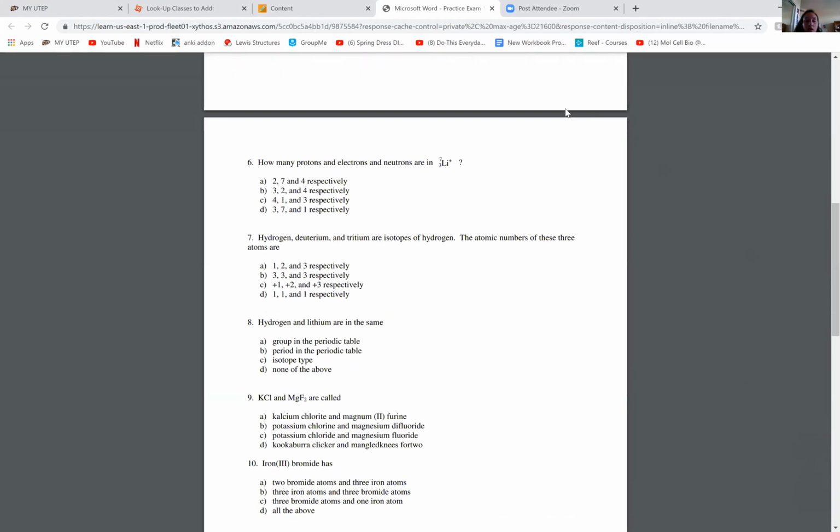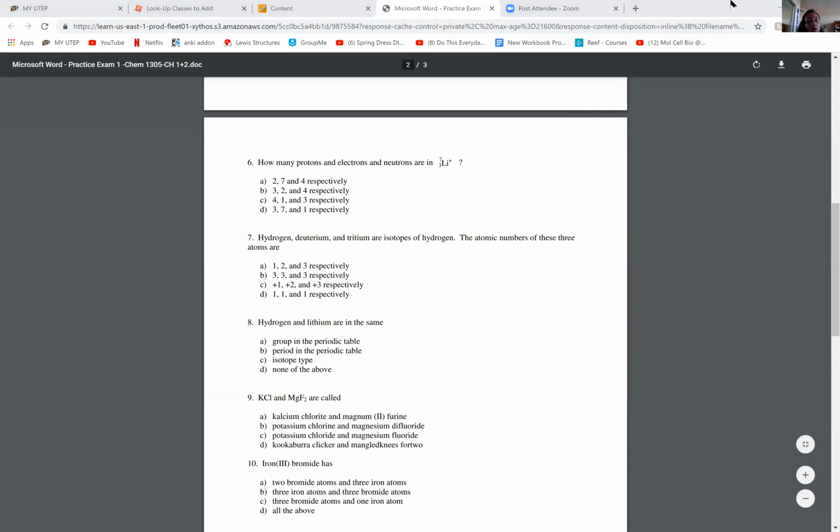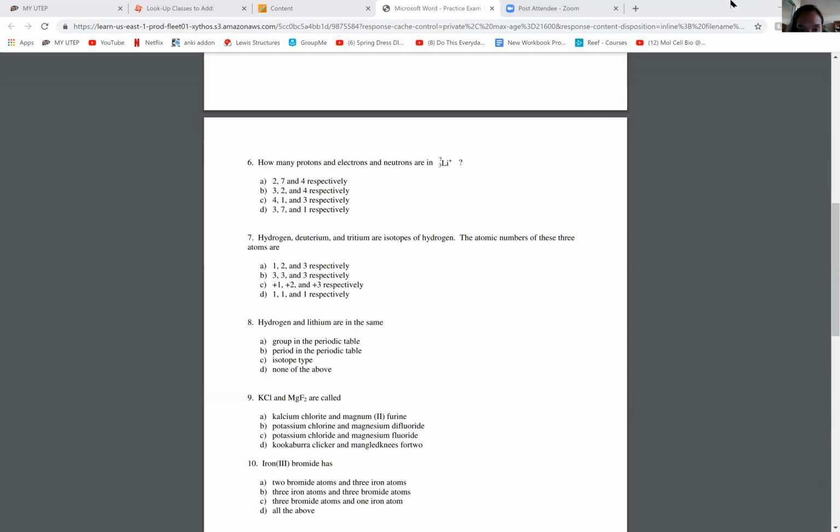What it's asking for here is how many protons, electrons, and neutrons are in this isotope of lithium. Does everybody know how to find the number of these subatomic particles in an element? No? Okay. You can find the protons from the atomic number and then subtract that from the mass number to find neutrons. And if it's neutral, the electrons should be the same amount as protons, no? Yes, exactly. So what we have here, I don't know if you guys can see that. Hold on.